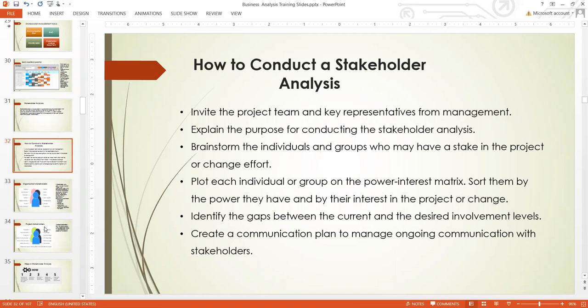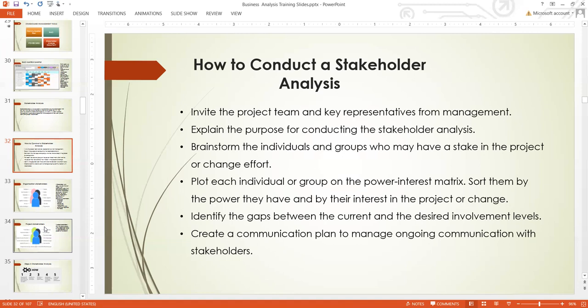Identify the gap between the current and the desired involvement level. That is one of the major reasons why you need to conduct this analysis, to identify the gap. That's gap analysis. This will help you to identify where the stakeholder is supposed to be. When you see that a stakeholder is not where he's supposed to be, then you know that your project is at risk. So you have to quickly do whatever you need to do to move the stakeholder to where they are supposed to be in terms of engagement and communication within the project in order to solve the risk or cover the gap.